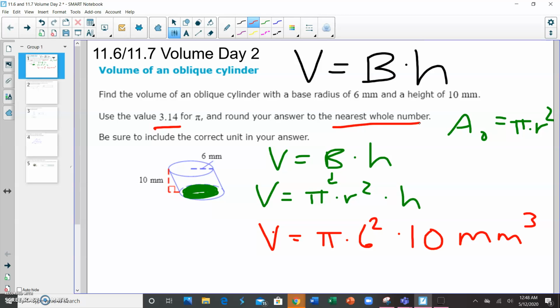Okay, nice work. Oh, this is an oblique cylinder, and an oblique cylinder is calculated the same way you calculate a regular cylinder. It's the area of the base times the height. That's for all cylinders, oblique or regular, and that's for all prisms.